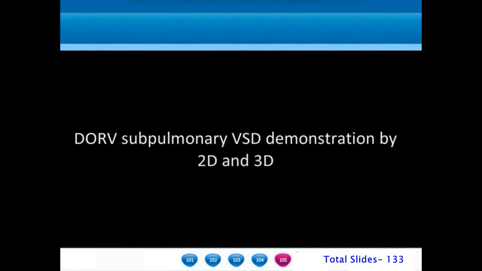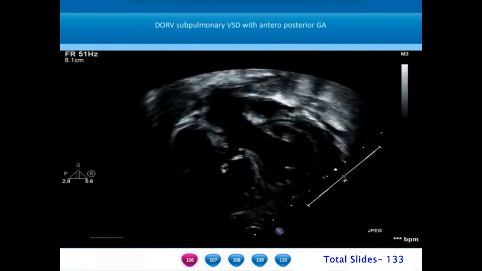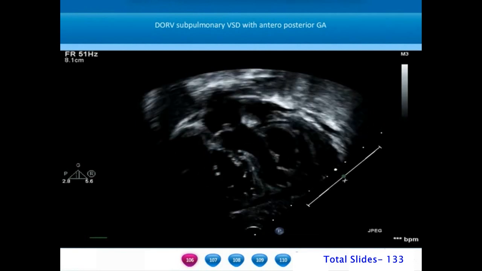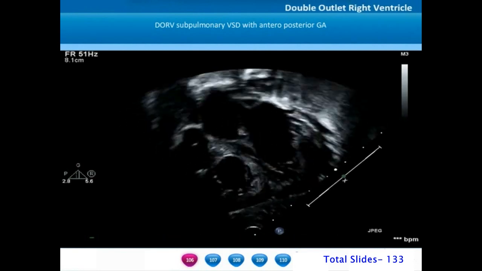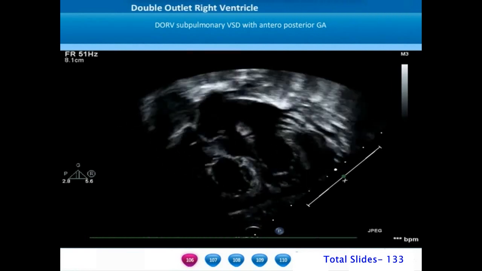We will demonstrate the double outlet right ventricle with a large subpulmonary ventricular septal defect with 2D echocardiogram and show the additional value of 3D echo. Subxiphoid short axis view shows a double outlet right ventricle with anterior aorta and posterior pulmonary artery, a large subpulmonary VSD with about 50% of pulmonary annulus overriding the ventricular septal defect. We can notice the pulmonary mitral fibrous discontinuity.